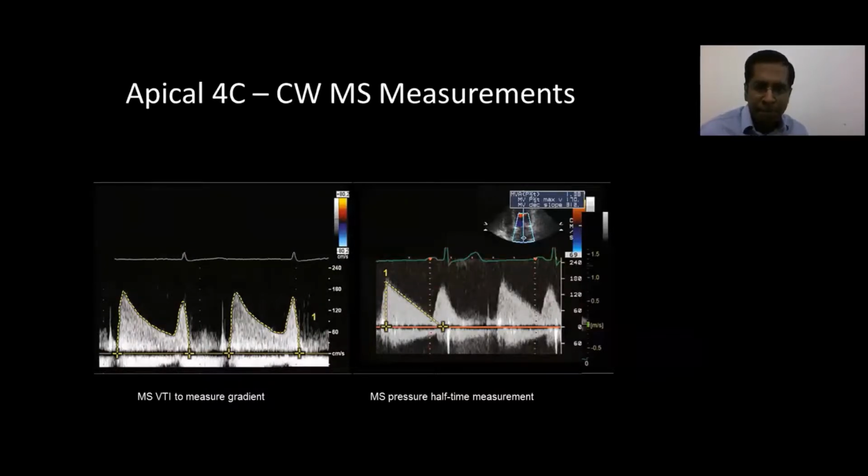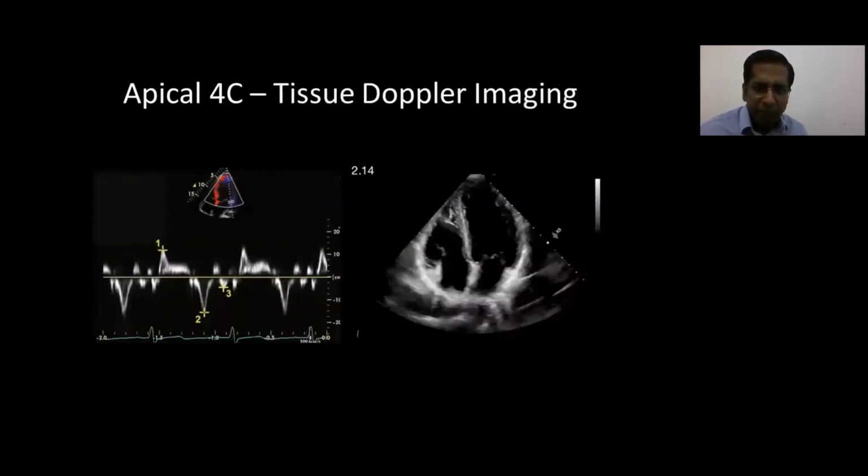This is in a patient with mitral stenosis. You can trace and measure gradients. You can do pressure half time, as has been shown in this particular image.